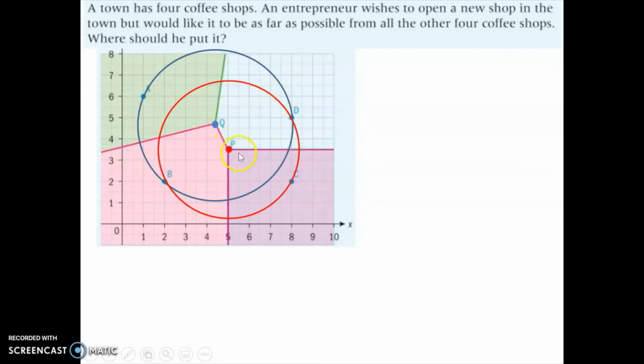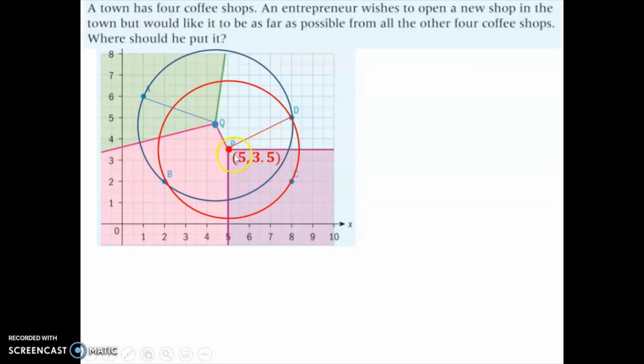We need to find the radii of these circles. Let's try. Let's begin here. Here's a radius. Let's figure out how long it is. Do we know the coordinates of A and Q? And here's another radius. We're going to compare that radius. So we're going to compare this length and this length to see which is further from all the points.